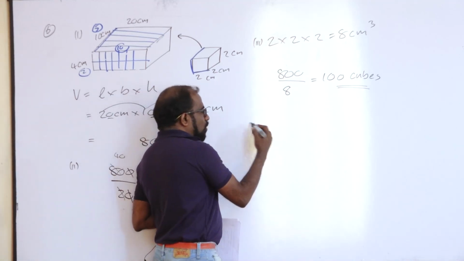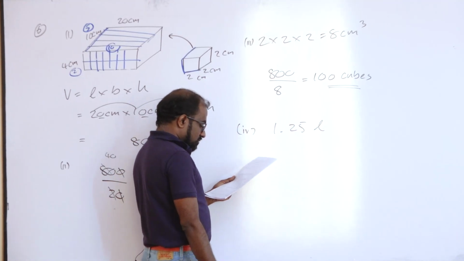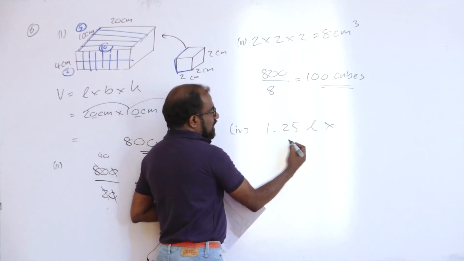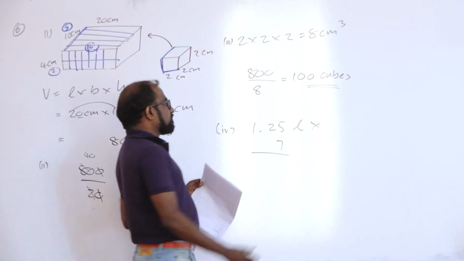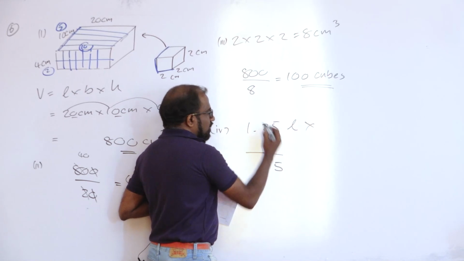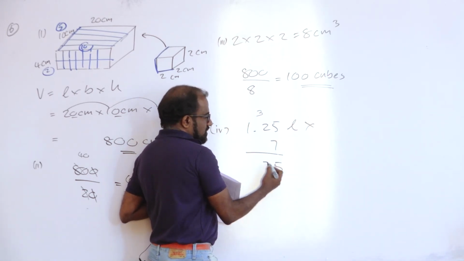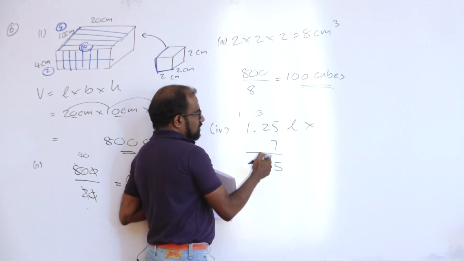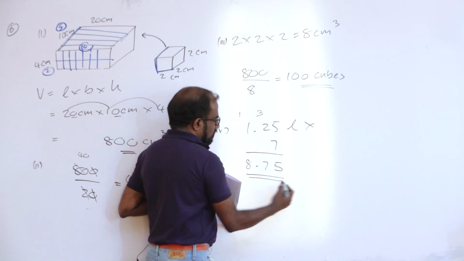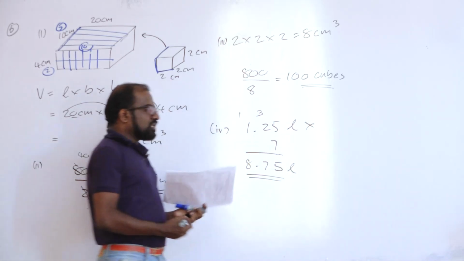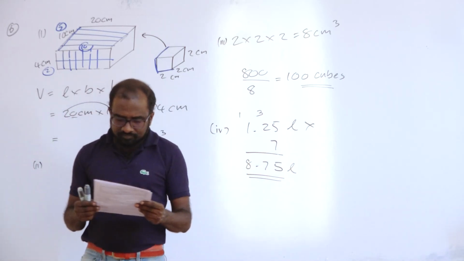For one day it is 1.25 liters. For a week, there are 7 days in a week, so 1.25 should be multiplied by 7. 7 times 5 is 35, remainder 3. 7 times 2 is 14 and 3 is 17, remainder 1. 7 times 1 is 7 and 1 is 8. Keep the decimal point. 8.75 liters of milk you need in 1 week.